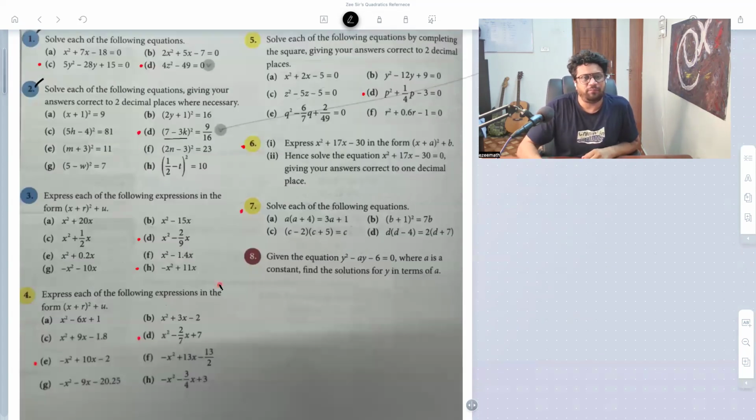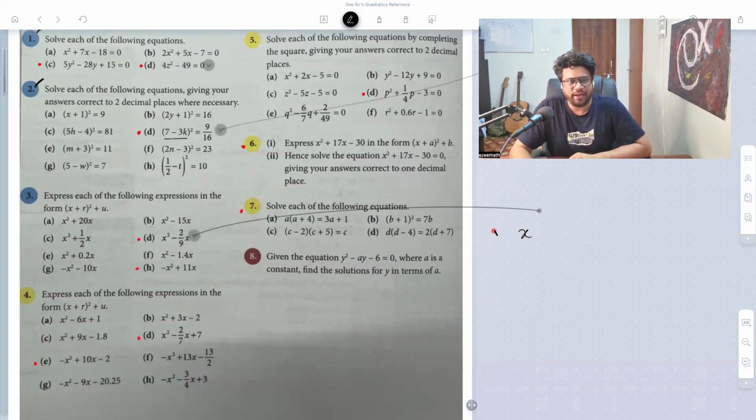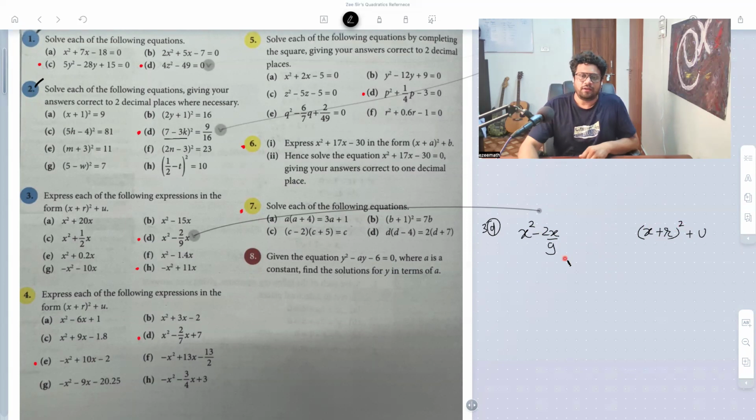Now let's do 3-part D. Well, in this question, I'm supposed to bring x square minus 2x by 9 to a form x plus r whole square plus u. Well, questions like these are to be done by the method that I discussed in the previous lecture. It's literally the completing the square method only. Look at the coefficient of x here. It's 2 by 9.